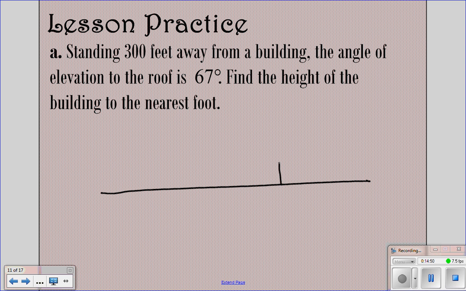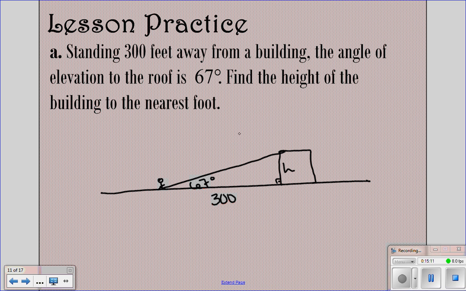We've got our building here. We're going to draw a person. And going from the person to the top of the building, the angle of elevation is 67 degrees, and the person is standing 300 feet away, and we want to know what the height is.